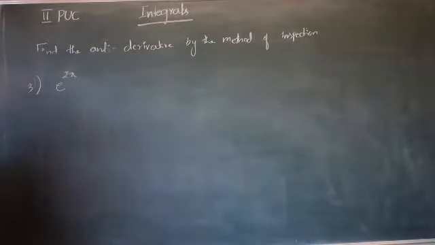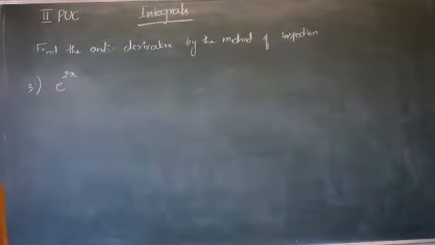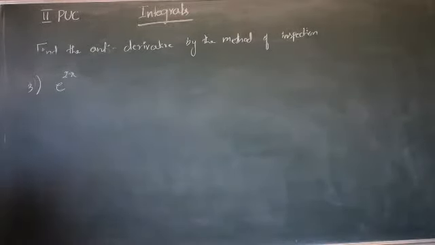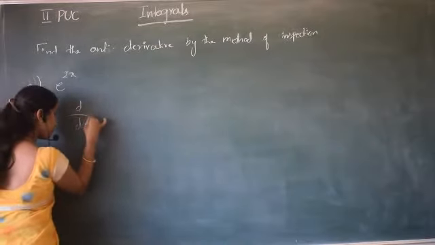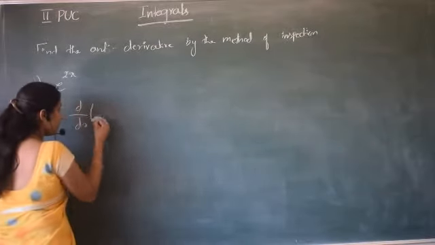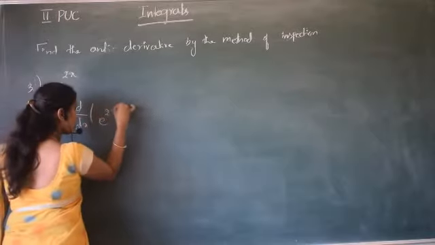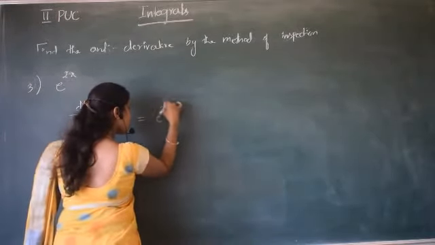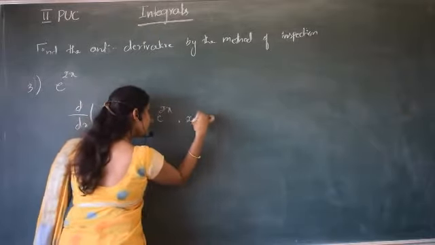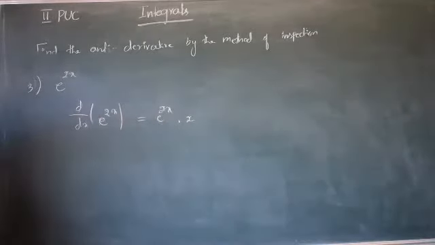So what is the antiderivative of e power 2x, from the method of inspection? We know that the derivative of e power 2x is equal to e power 2x into 2.